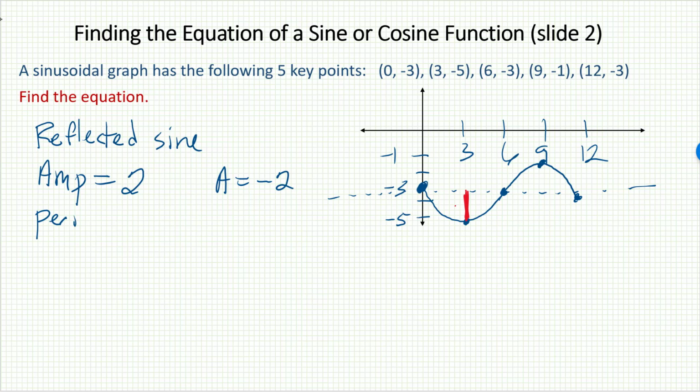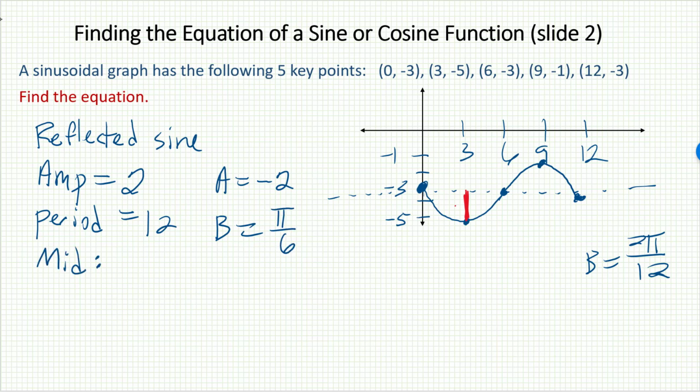The period, let's see, it looks like it goes all the way to 12 before the thing repeats. And then for the b is 2 pi over p, so 2 pi over 12, which would reduce to pi over 6. So my b is pi over 6. How about midline? Well, we drew it in. It's the horizontal line y equals negative 3. So my d is negative 3. And phase shift, at least the way we've done it right now, there is no phase shift. It would just be nothing. C would be 0. Regular sine starts right where we want it to start.